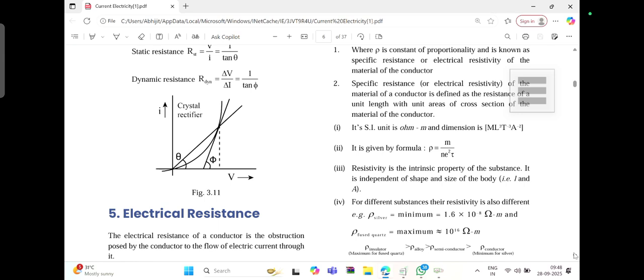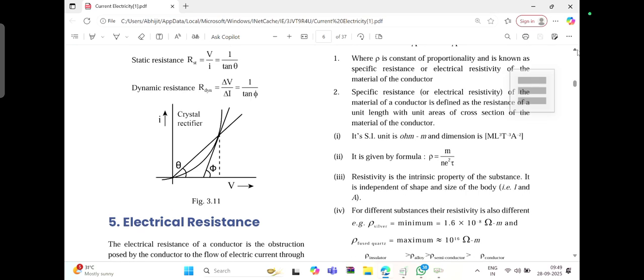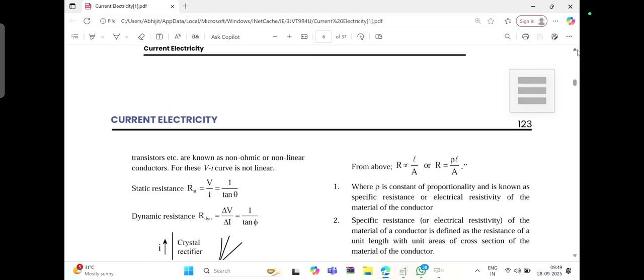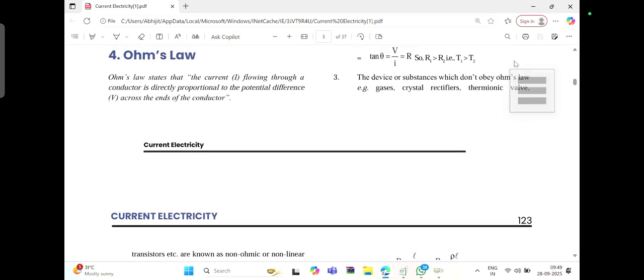We need to know what an ohmic conductor and a non-ohmic conductor are. Ohmic conductors are those conductors which obey Ohm's law. The device and substance which obeys Ohm's law is called an ohmic conductor, and the one which does not obey Ohm's law is called a non-ohmic conductor.